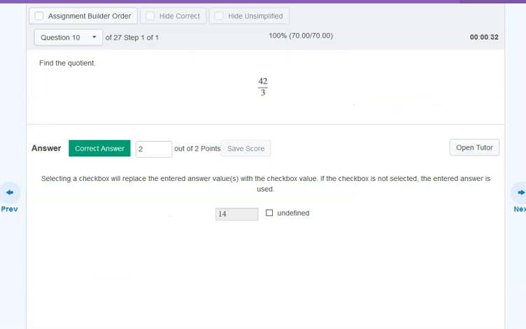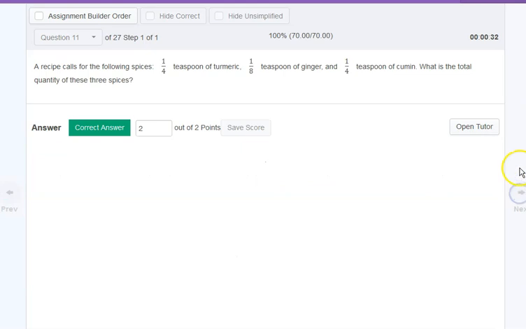And every once in a while, something rather easy. Here you're just simplifying this improper fraction. 3 goes into 42 14 times. So again, every once in a while, a super easy one here. Let's go on.